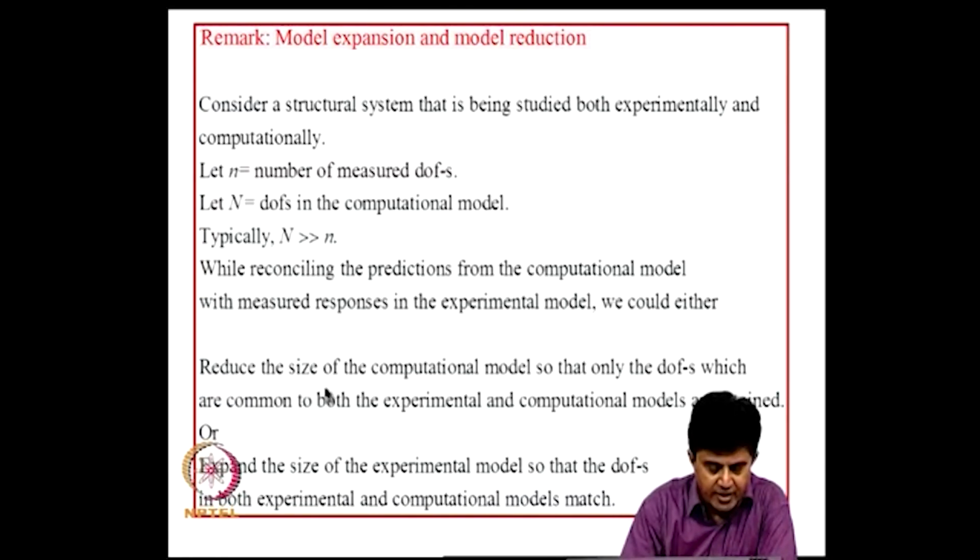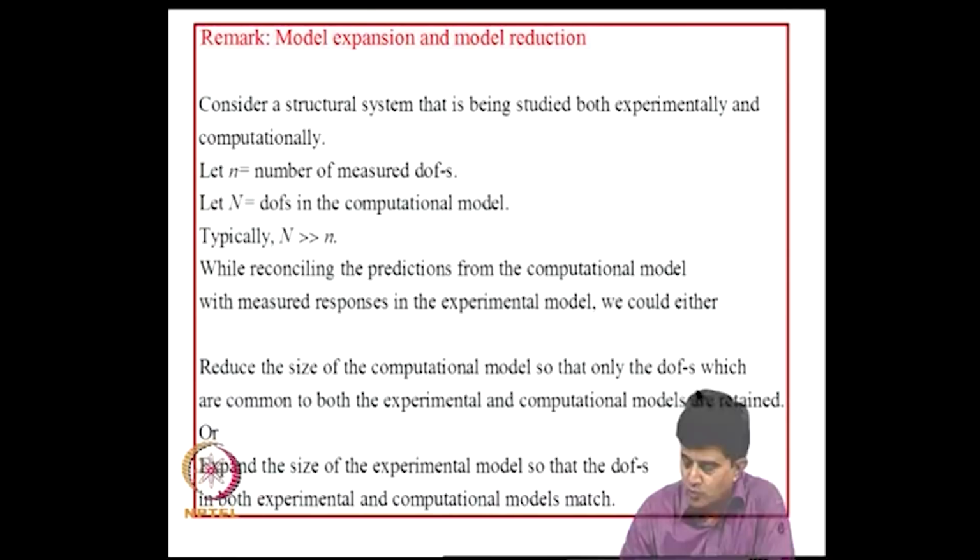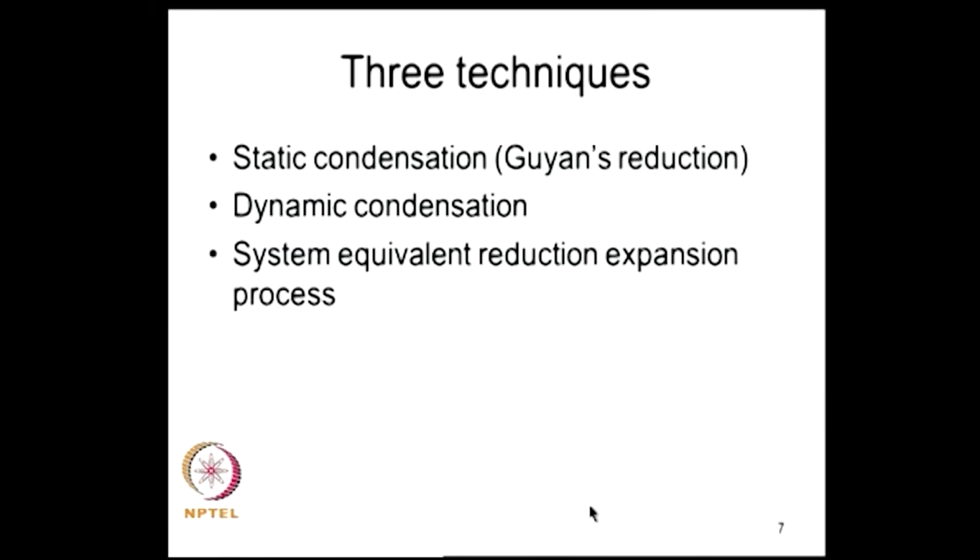That is to say, reduce the size of the computational model, so that only the degrees of freedom which are common to both experimental and computational models are retained, or alternatively expand the size of the experimental model, so that the degrees of freedom in both experimental and computational models match.